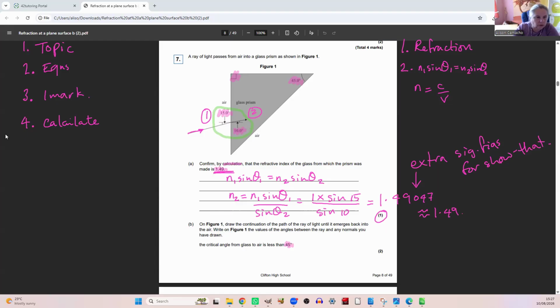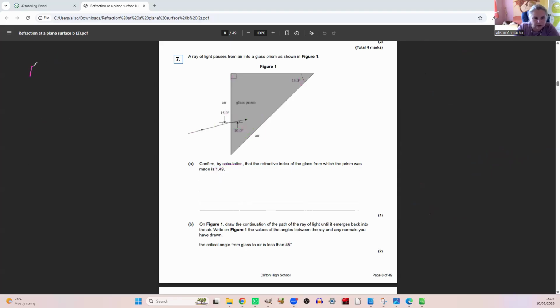Okay, right, so I am going to get rid of everything so that my diagram is nice and clean. But I just want to point out that they have made you figure out that the refractive index is 1.49. It's kind of like a signpost question. They've given it to you because you will need it.